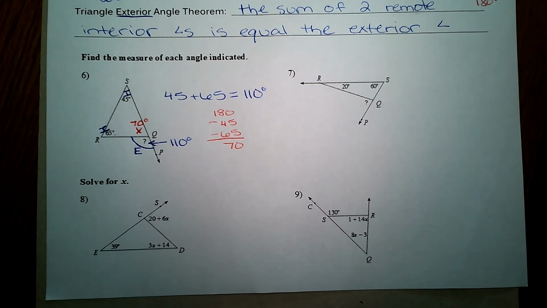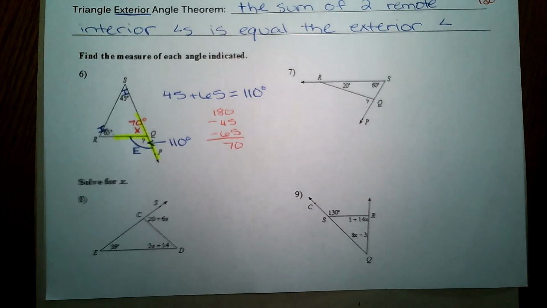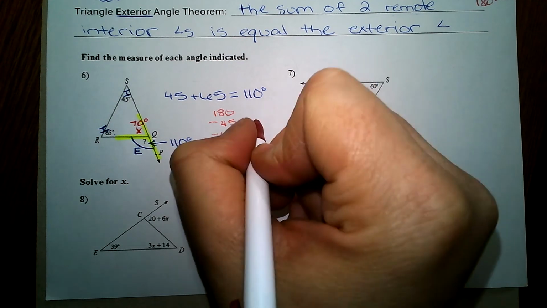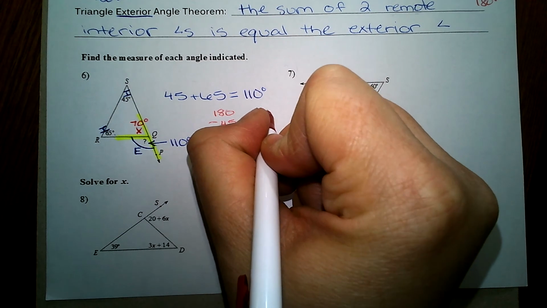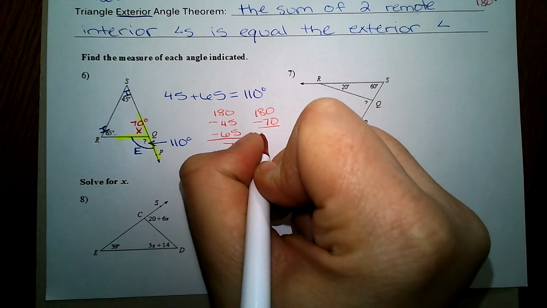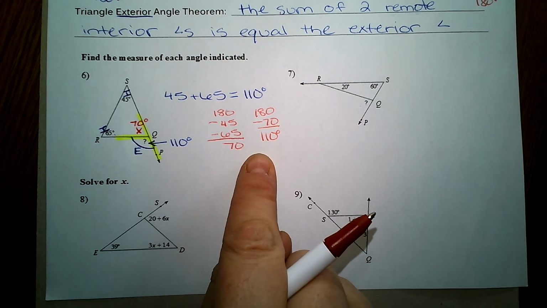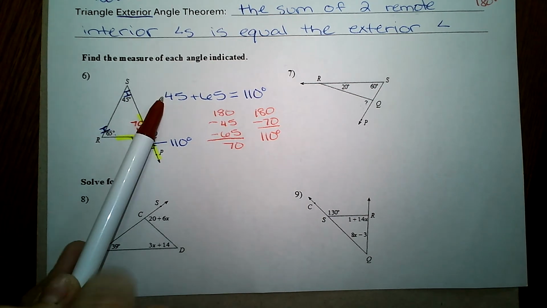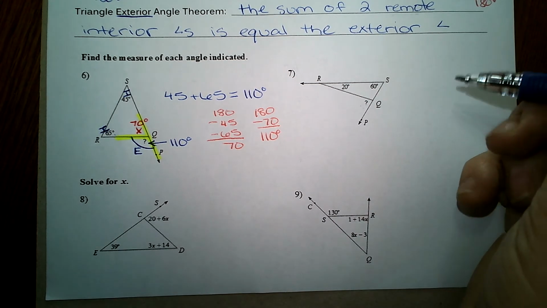Then I'd have to switch over and use a linear pair. Now we know linear pairs are supplementary to each other. So, excuse my phone. Linear pairs are supplementary to each other, so we would have to figure out 70 degrees, 180 degrees, take away 70 degrees, and that's 110 degrees. So it took us 2 steps to do this work without the triangle exterior angle theorem. It only takes us 1 step if we use the triangle exterior angle theorem. So it's much faster. Let's use the triangle exterior angle theorem on example 7.